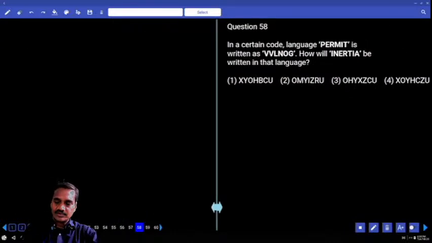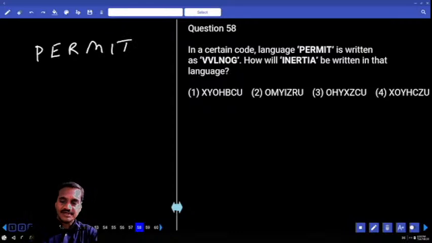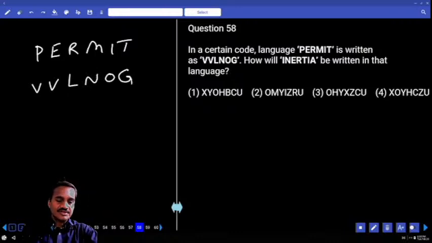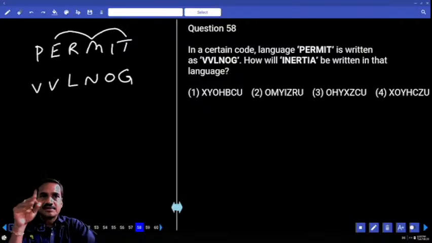Now the code given to the word PERMIT is VVLNOZ. And how will INERTIA be coded in this? Now P. Yes, tell me what is your answer here. Now E and V are opposite, M and N are opposite, T and G are opposite. Alternate letters starting with the second letter are opposite pairs.